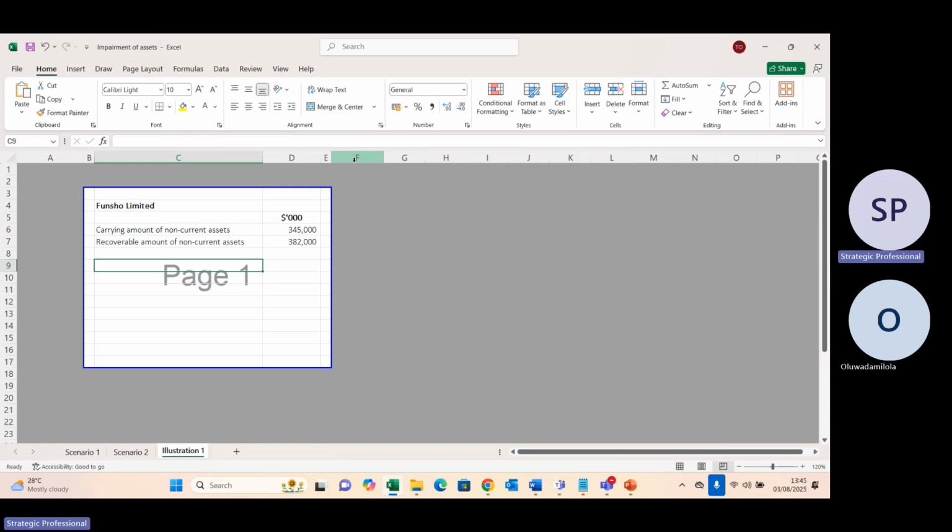Because as I earlier mentioned, the rule of IAS 36 is that impairment will occur where the carrying amount of an asset is higher than the recoverable amount. So no impairment, given that the carrying amount is less than the recoverable amount.